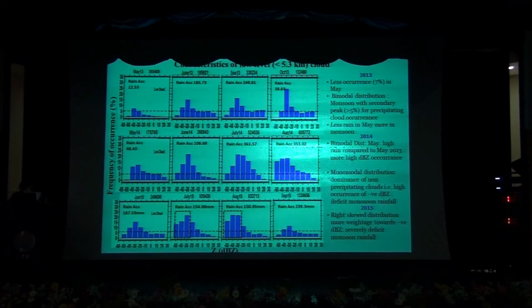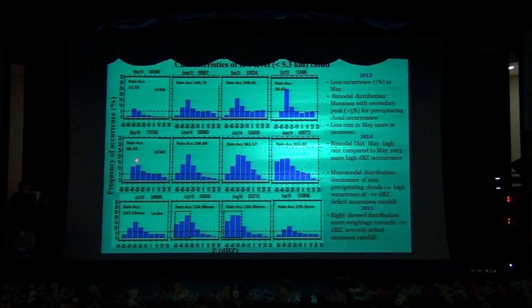Now, for detailed inspection of that warm cloud region, we have shown the cloud occurrence in the low level. The rain accumulation was less due to the less occurrence of low cloud in May 2013, and later, as the monsoon progressed, the cloud occurrence also increased, which results in high rain accumulation, and the monomodal distribution of May changes to a bimodal distribution, having a secondary peak on the precipitating side. More than 5% occurrence can be seen here.